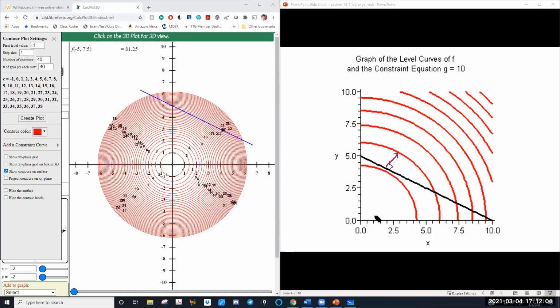Because we know it's going to be perpendicular to both our level curve and our constraint curve. Let's put it on here where we can. All right, so we want, they don't have to be the same length. They could be two different lengths. We might have one that's a little shorter.